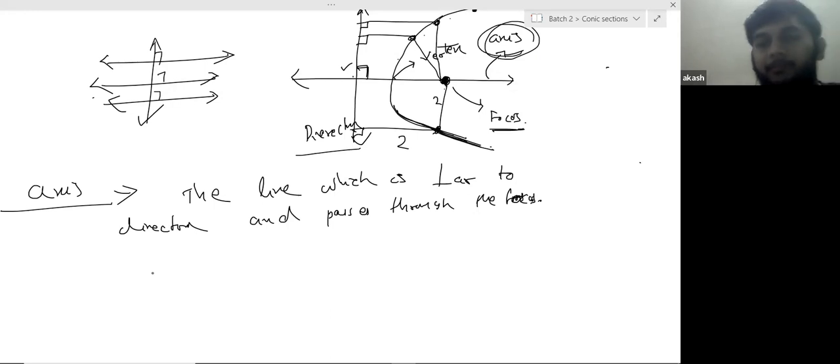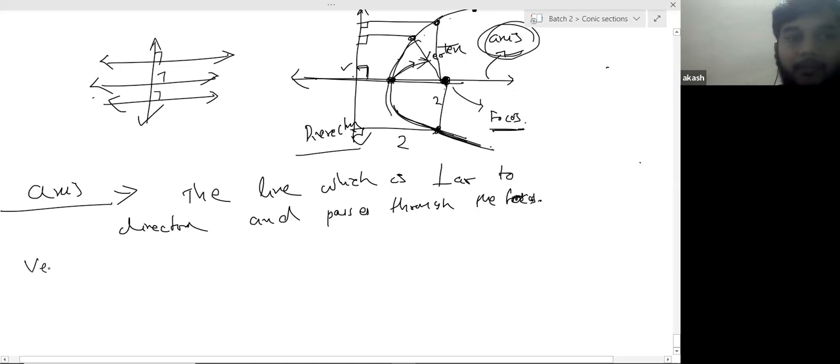All right, done. Okay. After this, the last thing is the vertex. The vertex is the point where the parabola and the axis meet. All right, this is the axis, this is the parabola. Where they meet is called the vertex. Write it down.